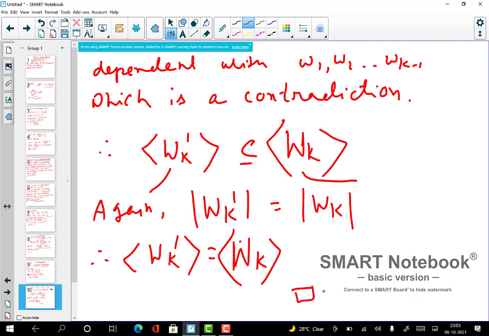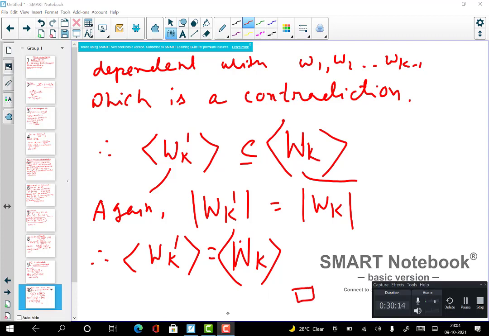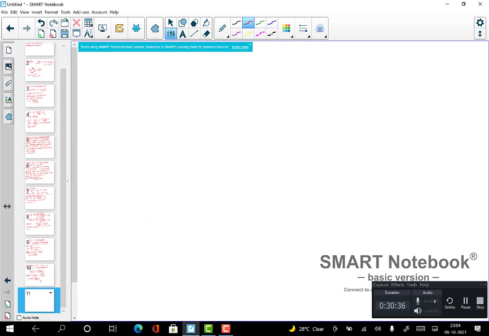I think it is now clear that this is the proof of the fact that whenever you have a linearly independent subset of an inner product space, you can always convert it into an orthogonal set in such a way that they generate the same vector space. This is the more important thing. They generate the same vector space. Okay, so now, what is the corollary of this fact? The immediate corollary.